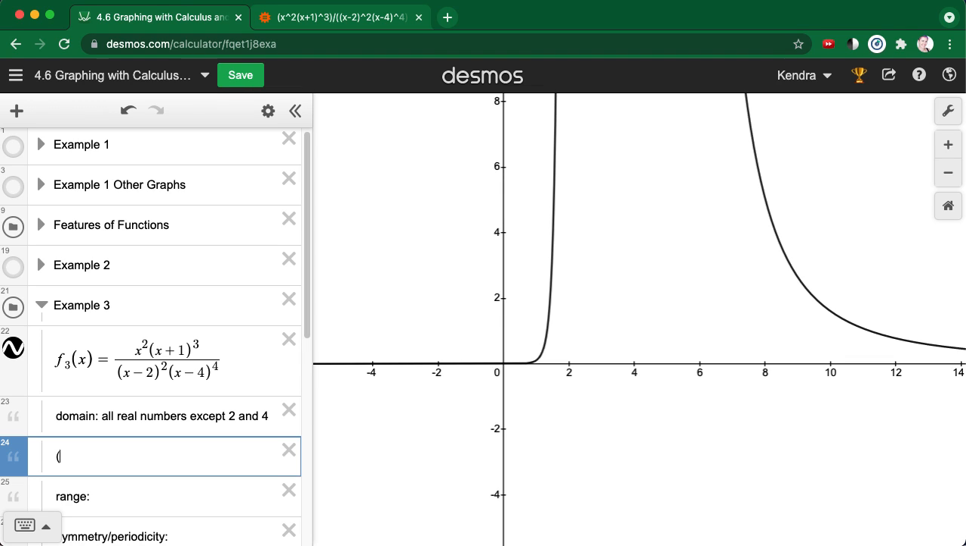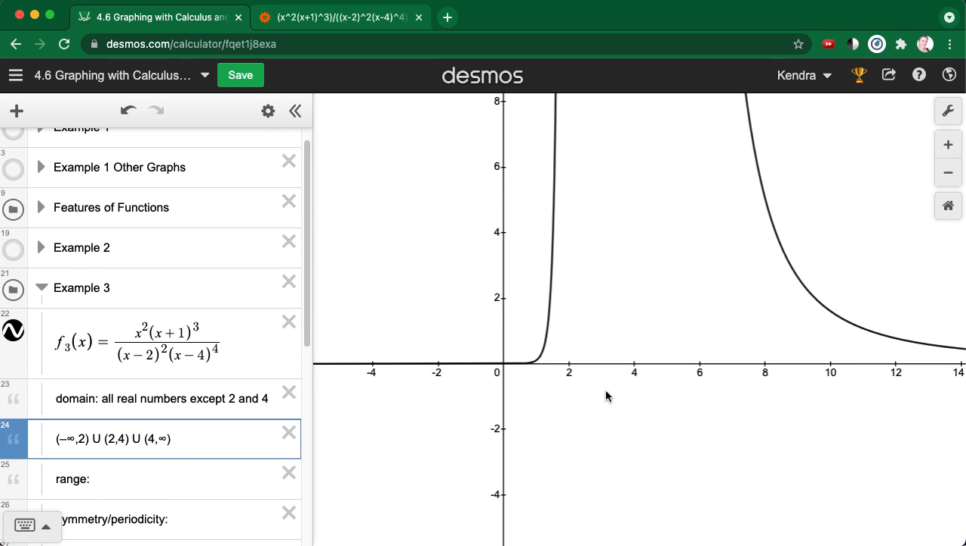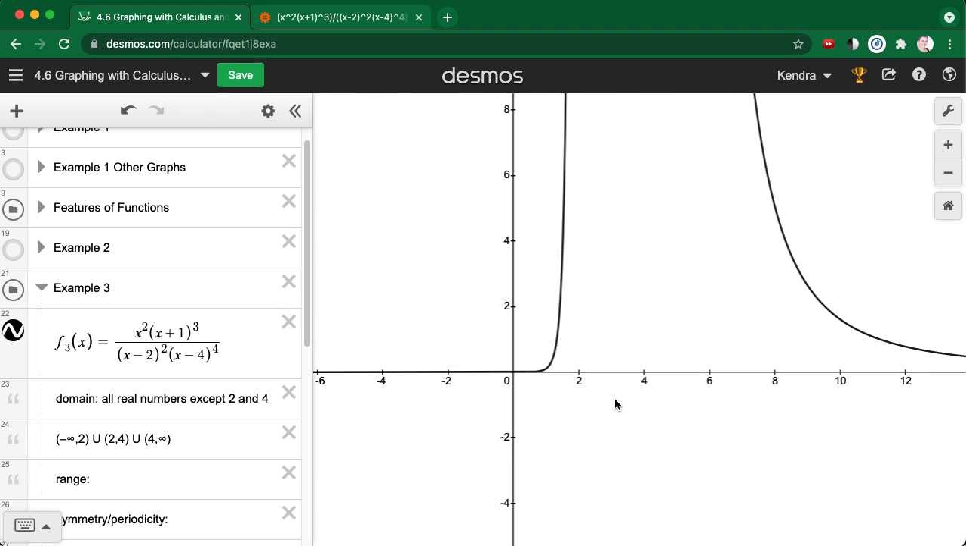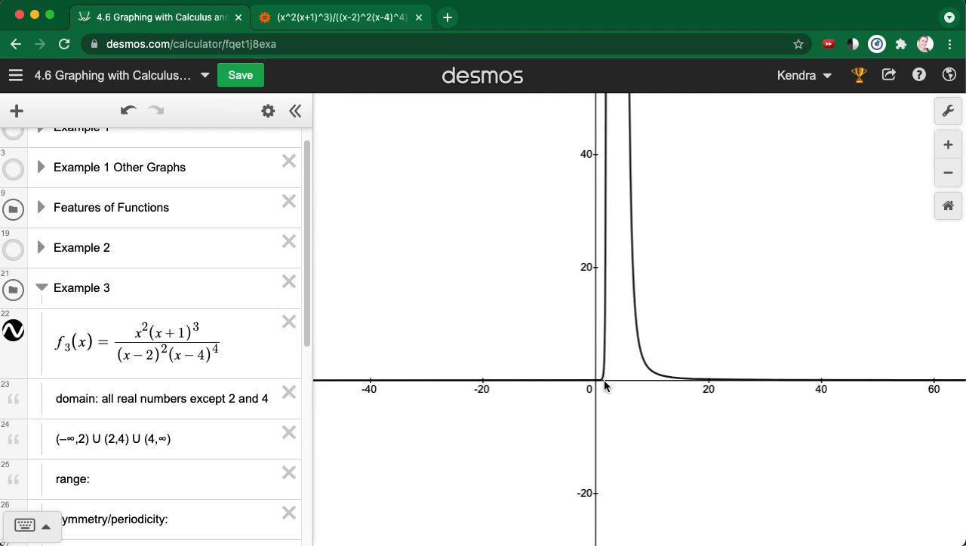interval notation, so -infinity to 2, union from 2 to 4, union from 4 to infinity. I don't have a union symbol, so how about if I just use a U? Okay, there's my domain.